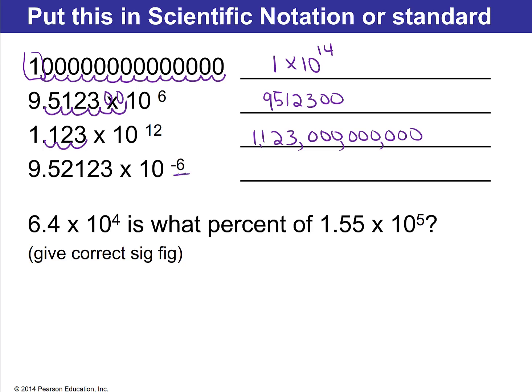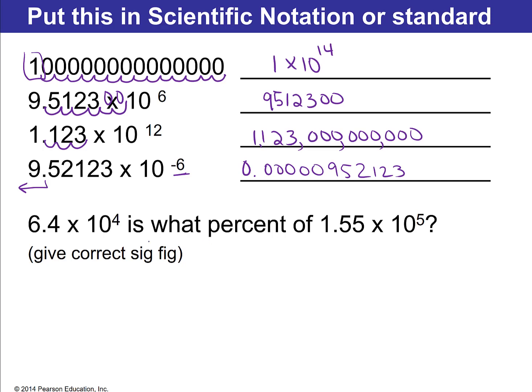If I see a negative exponent, remember that means that I have to go to the left by the number in the exponents, adding a 0 point. So if I go 1, that leaves me 5 more. 1, 2, 3, 4, 5 to extend it.